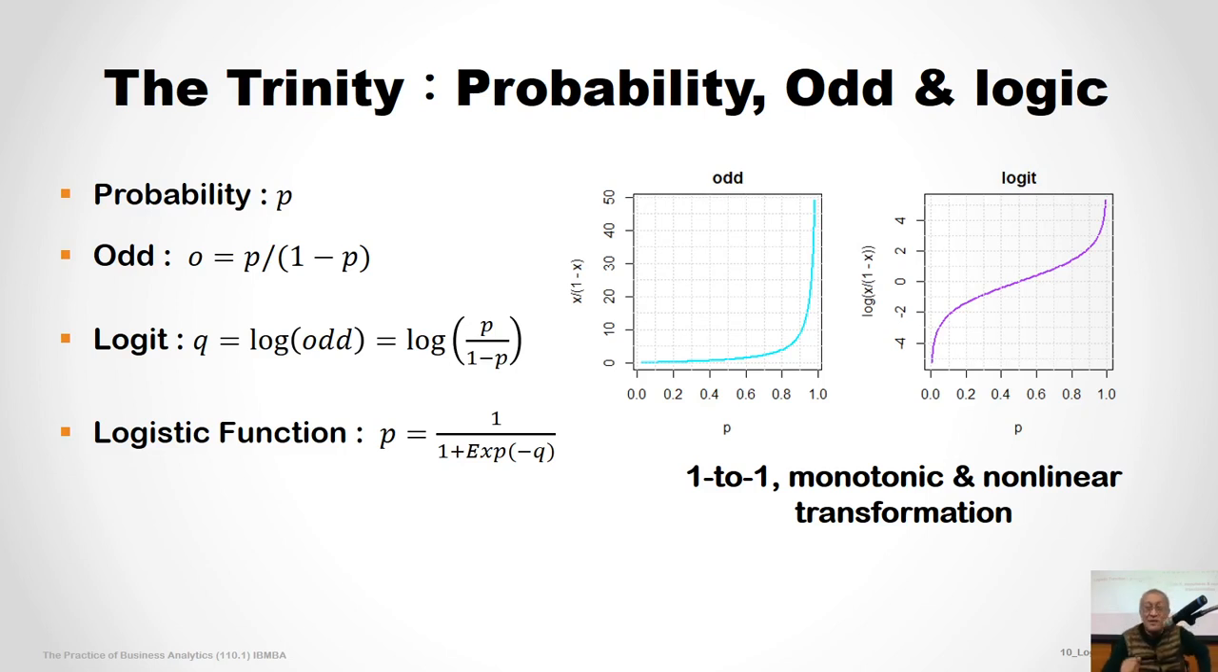Sorry, let me say it again. If P is very large, like 0.99, and 1 minus P becomes 0.01, then the odds become 99. So if your P equals 0.9999, what is the odds?